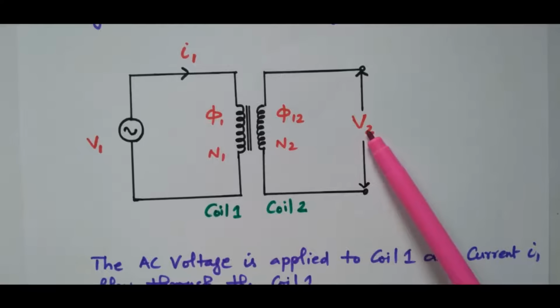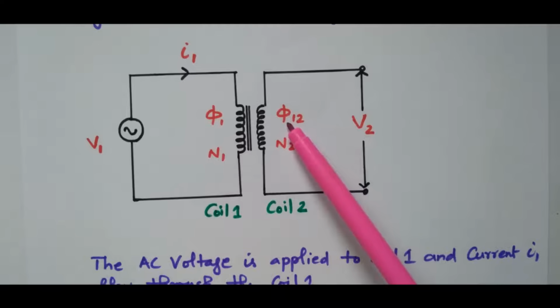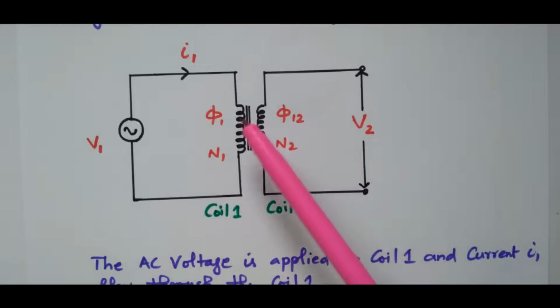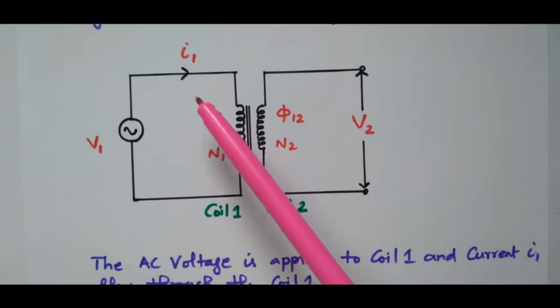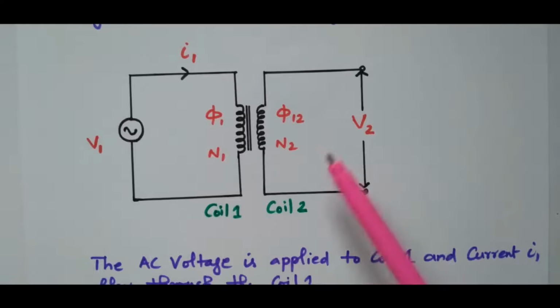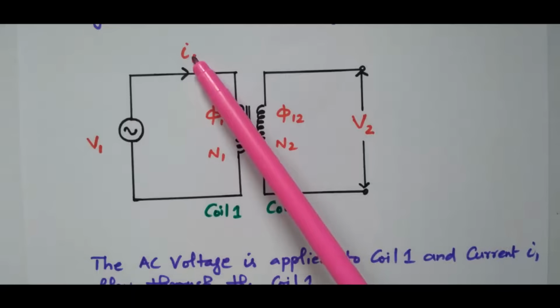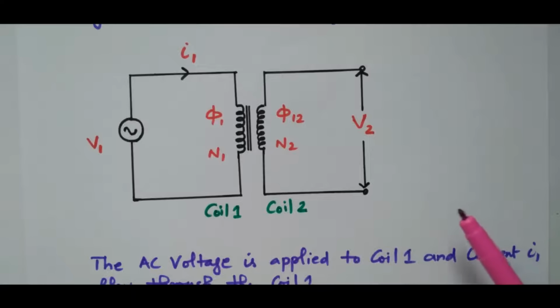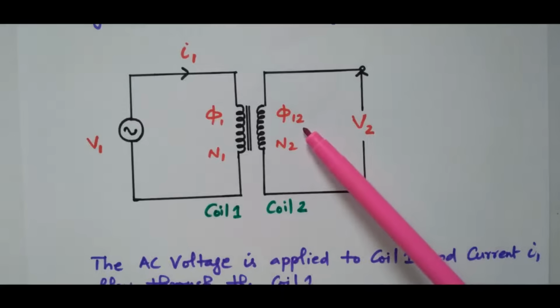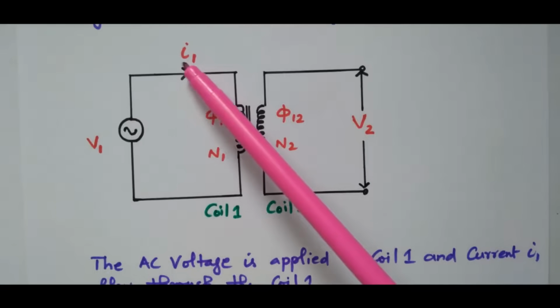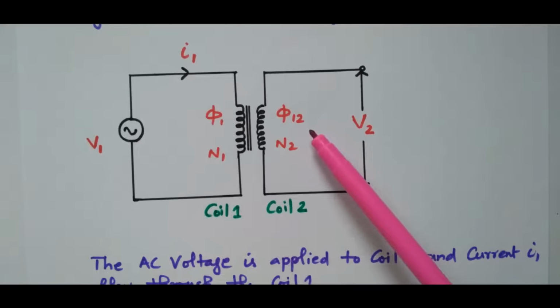This EMF depends upon this flux phi 12. This phi 12 depends upon phi 1, and this phi 1 depends upon I1. So this V2 depends upon phi 12 in the second coil and I1 in the first coil. That is an important thing: flux in the second coil and current in the first coil. Due to the current only, this flux is produced.